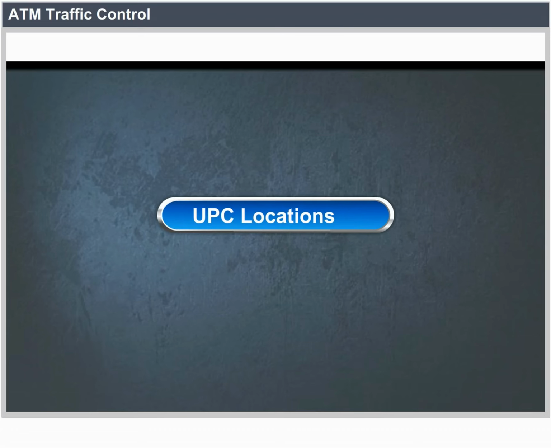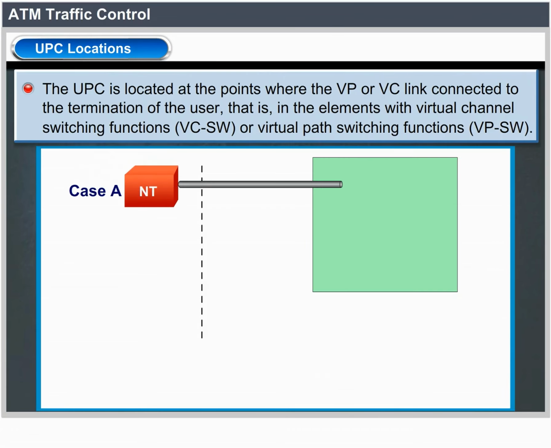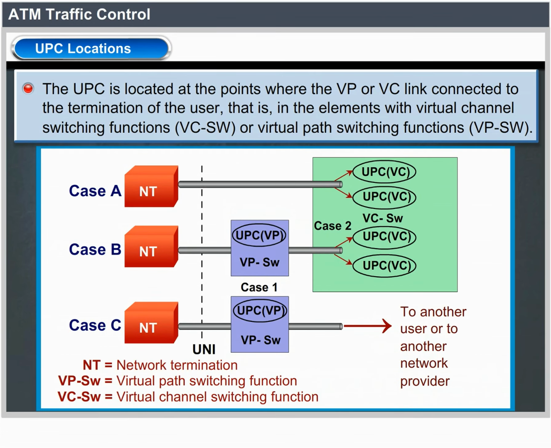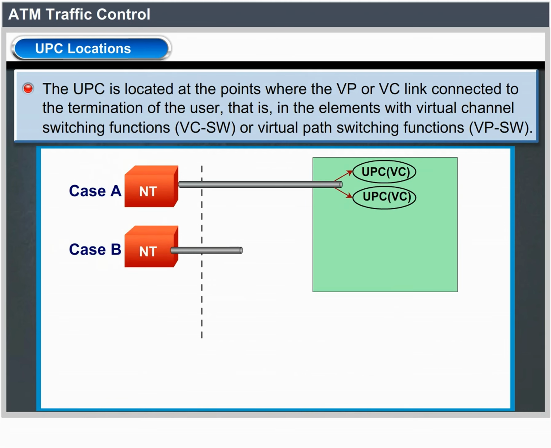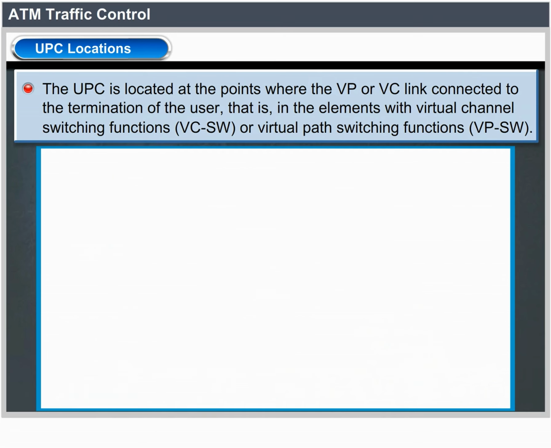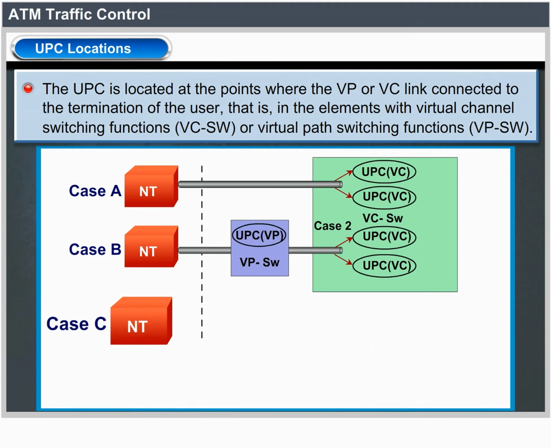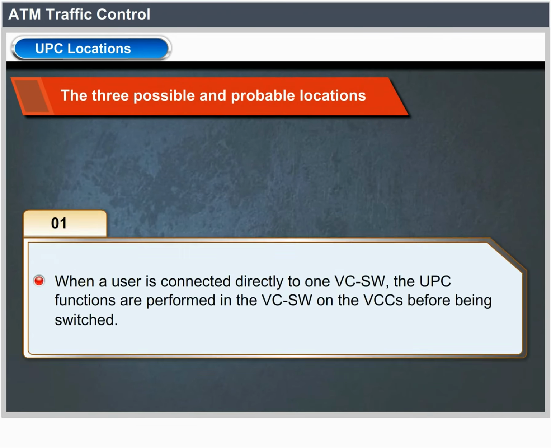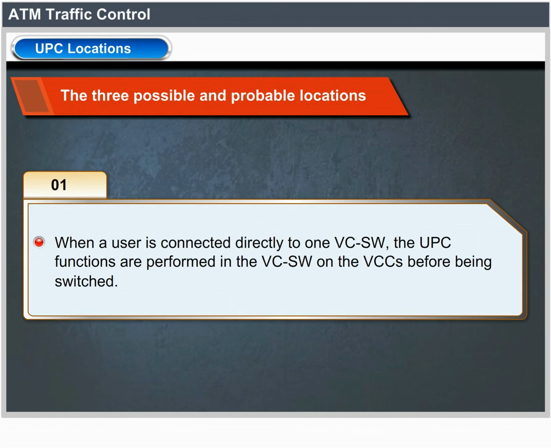UPC locations. The UPC is located at the points where the VP or VC link connected to the user is terminated, that is, in the elements with virtual channel switching functions (VCSW) or virtual path switching functions (VPSW). The three possibilities of location are: A. A user is connected directly to one VCSW. The UPC functions are performed in the VCSW on the VCCs before they are switched.